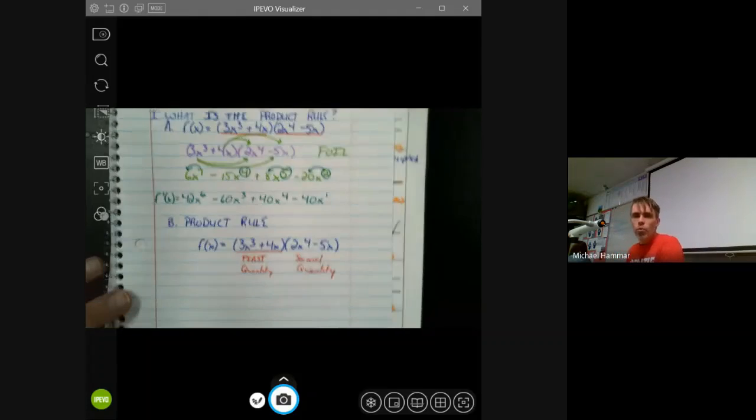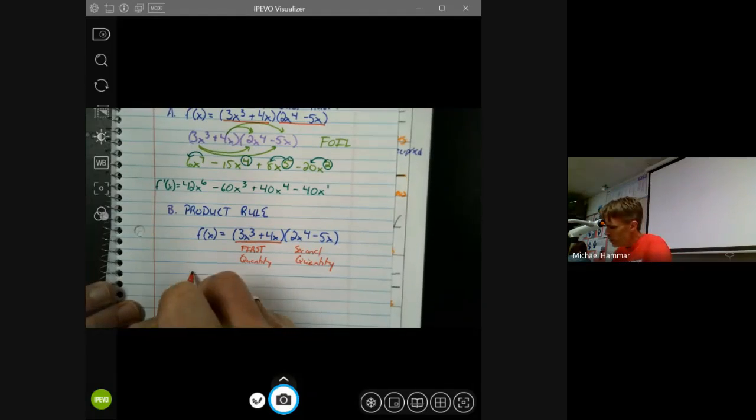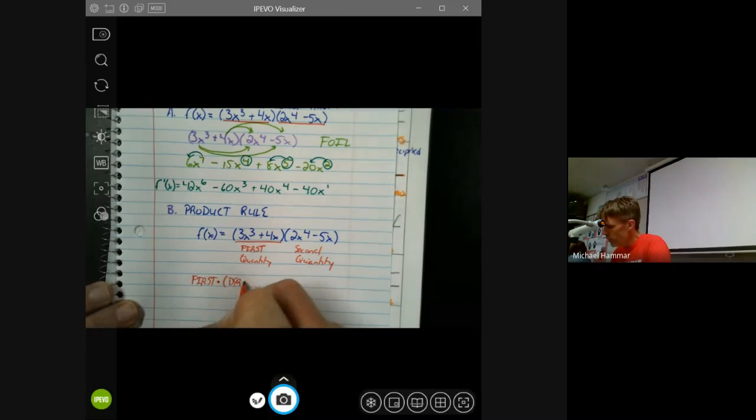So what the product rule says is this. We're going to take the first and multiply it times the derivative of the second.